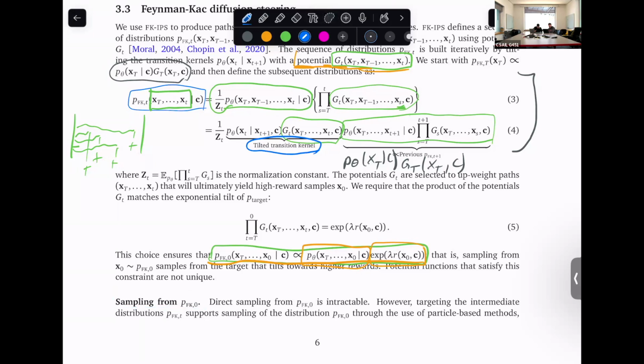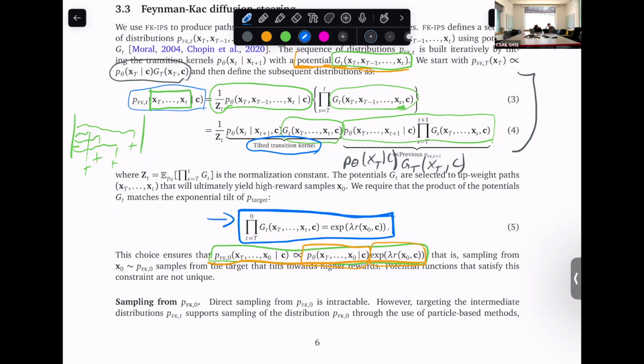And the answer is that the thing I want to tilt by in the end is just this function of the terminal point. It's just the exponential of my reward strength times my reward, right? And so what this means is that the accumulated effect of all of these intermediate biasing potentials should yield the final terminal biasing potential, right? So that's what you're saying here. Exactly, right.